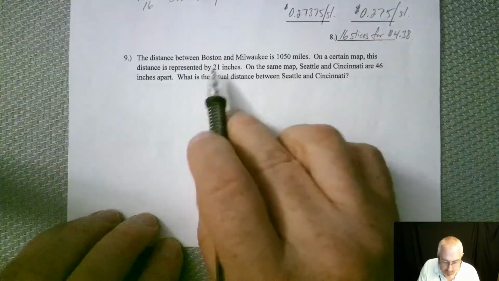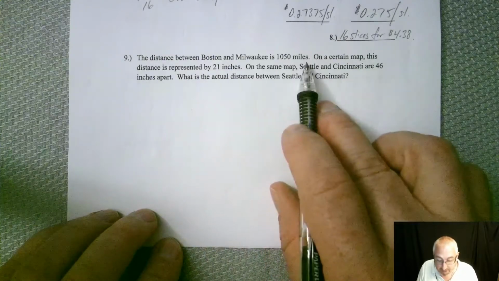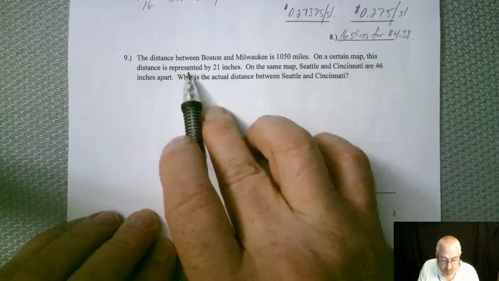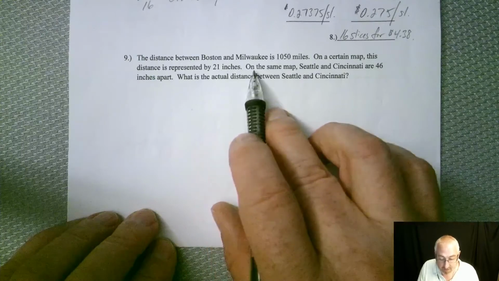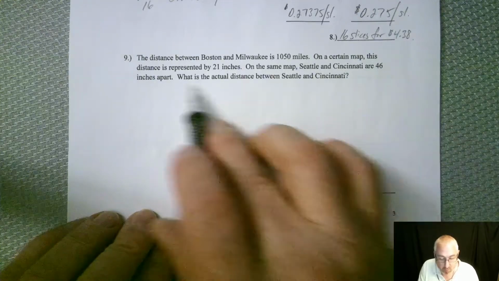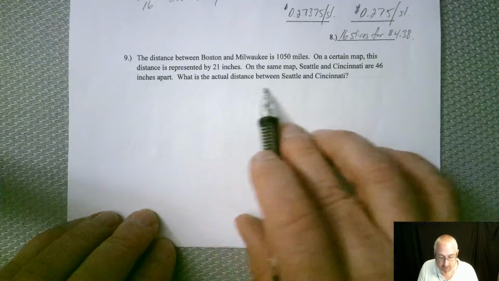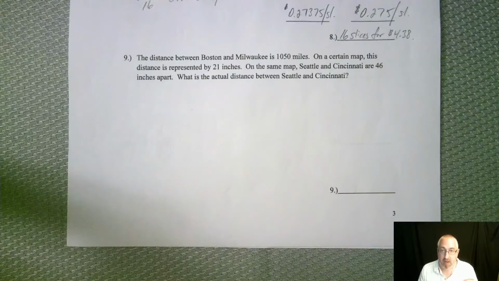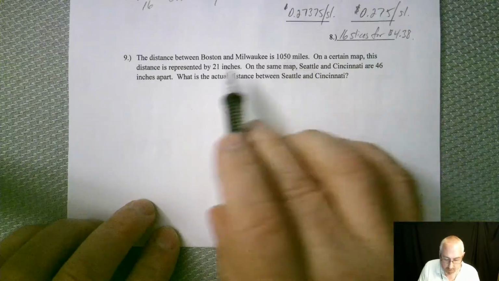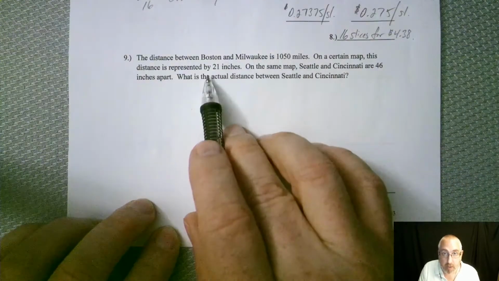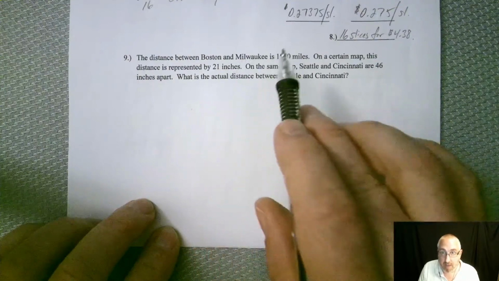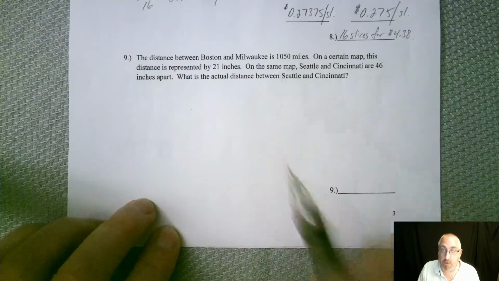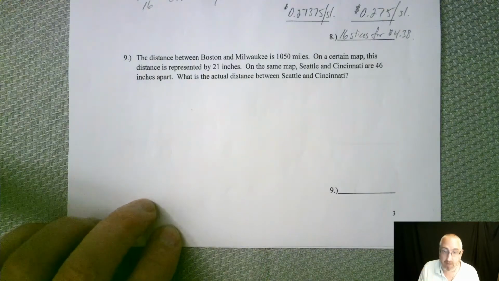The distance between Boston and Milwaukee is 1,050 miles. On a certain map, this distance is represented by 21 inches. On the same map, Seattle and Cincinnati are 46 inches apart. What is the actual distance between Seattle and Cincinnati? Now, whenever they have this kind of zigzag of relationships going on, you can always use a proportion. So the first thing we know is that these two quantities go together. 21 inches is the same as 1,050 miles. So we can use that as one half of our proportion.